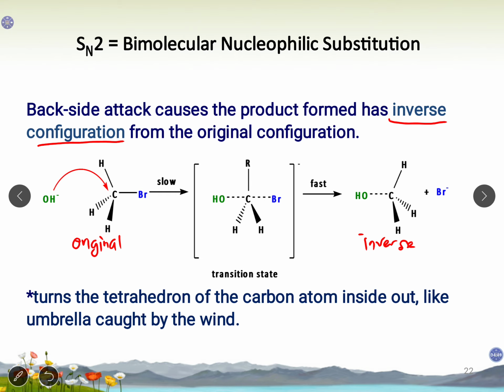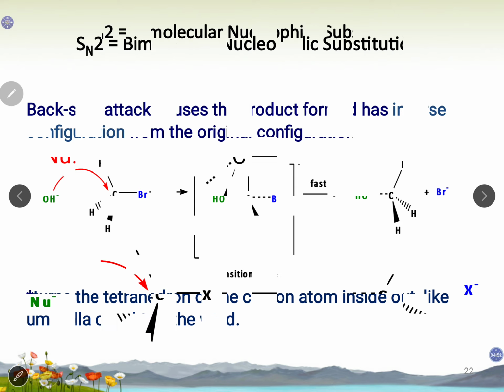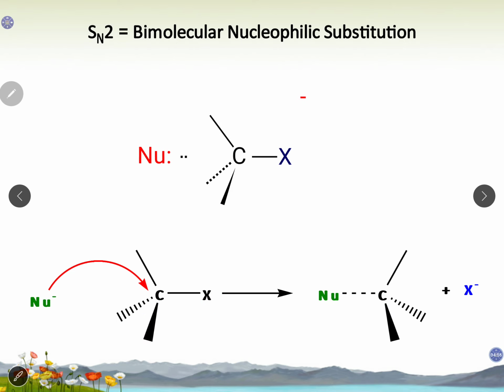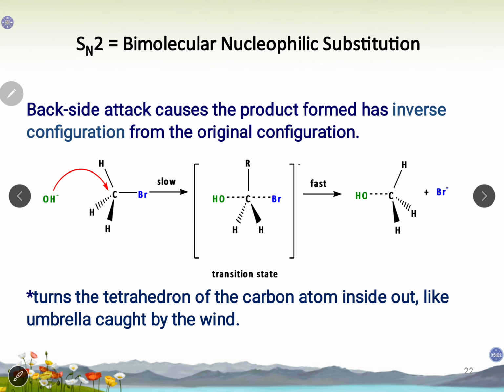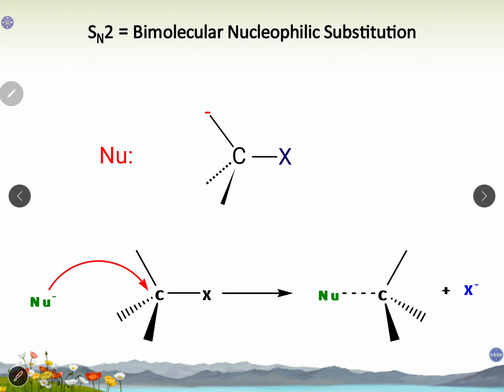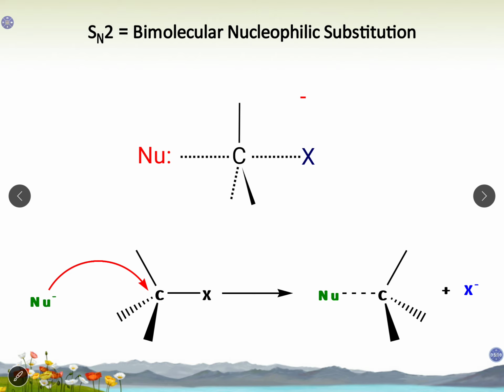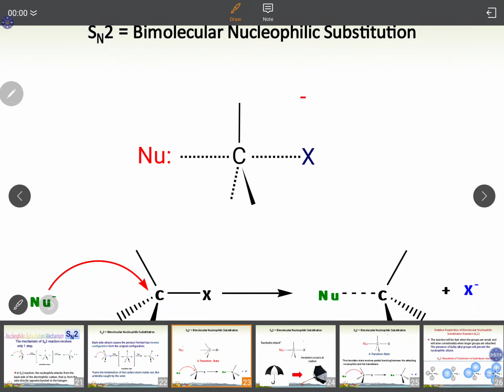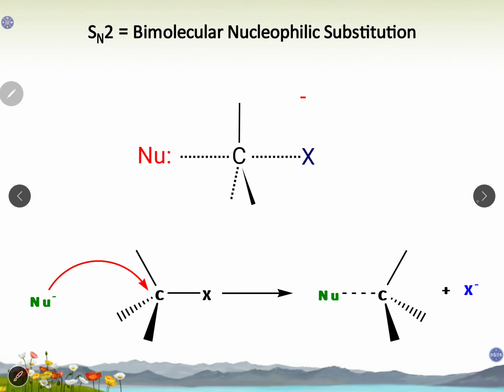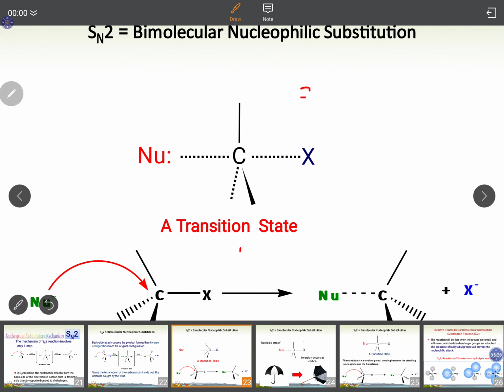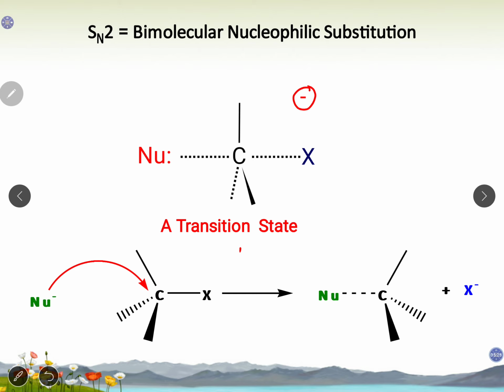Have you seen an umbrella caught by the wind before? Maybe some of you, yes. This is what happened in the reaction. The nucleophile will attack the carbon from the backside. Maybe we can repeat again. The nucleophile attacks the carbon from the backside, and the transition state is formed. This is the transition state where we can see there is a negative charge, because carbon has an extra bond now.